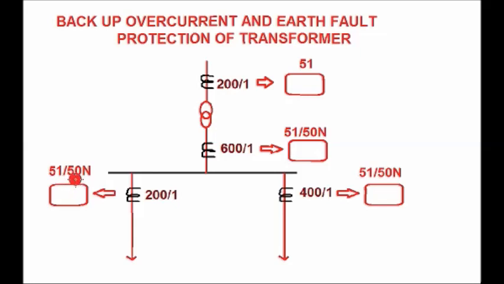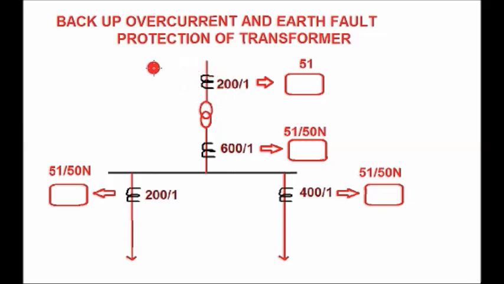51 is the ANSI code for the non-directional overcurrent protection relay, and 51N is the non-directional earth fault relay. So in the LV side, 51 and 51N are connected from the CT secondary circuit, and from the HV CT secondary circuit, 51 is connected. Here the earth fault relay is not required because any earth fault occurring in the 11 kV side, since it is a delta-star connected transformer, will be converted into an overcurrent fault in the HV side.